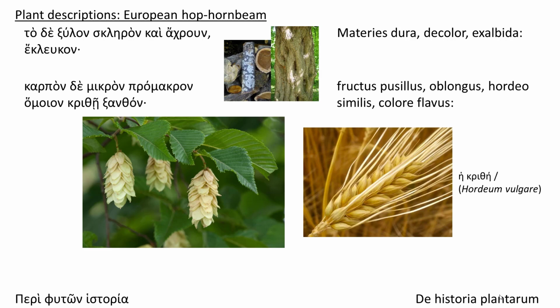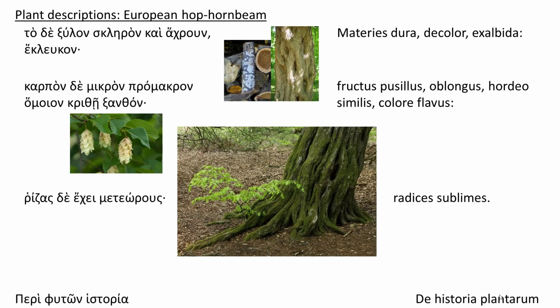But the reference of homoioncrite is ambiguous. Hort takes it with yellow, yellow like barley. Gaza seems to take it with size and shape. Pusillus, oblongus, horda similis. Rhizaste ecce meteorus.